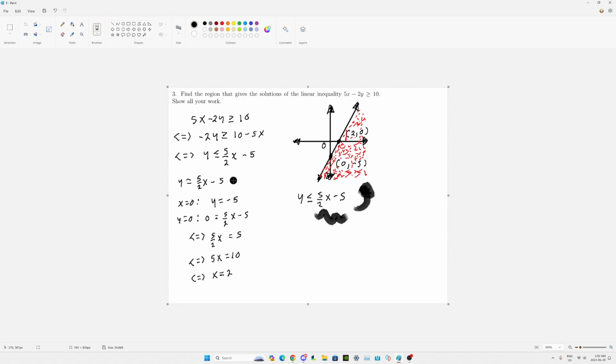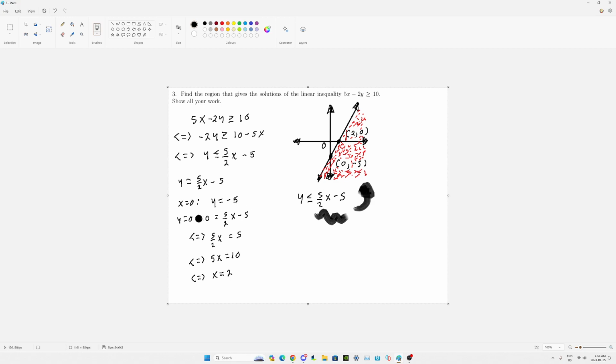So yeah, if we wanted to graph this out, how can we do that? Well, we can just suppose that this is an equation, y equals 5 over 2x minus 5. Typically, when we're graphing a line, we're going to look at the x-intercept and the y-intercept, and then we're just going to basically draw a line through them according to the slope. So, x equals 0, that gives us y equals negative 5.